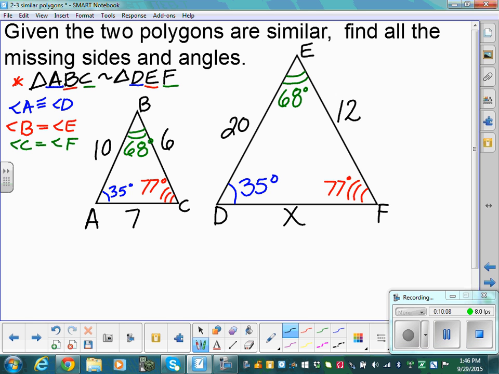Are you ready? Okay. So we know we can set up a ratio of corresponding sides. Let's look at side AB. AB is to what side? DE. So AB is to DE. So I'm going to put a tick mark there. Is everybody okay with that? Yes. So these are corresponding sides. We can tell from the similarity statement.